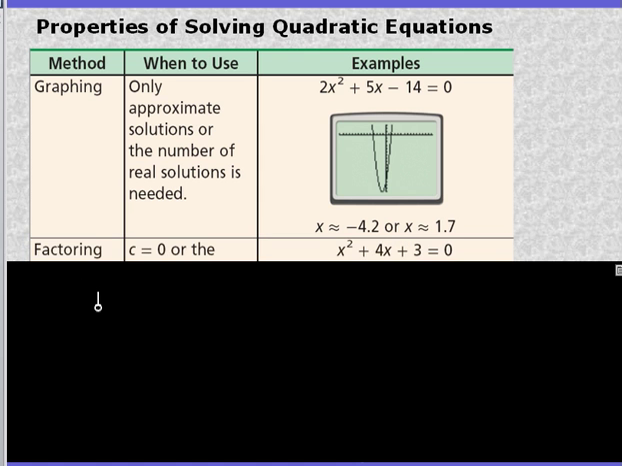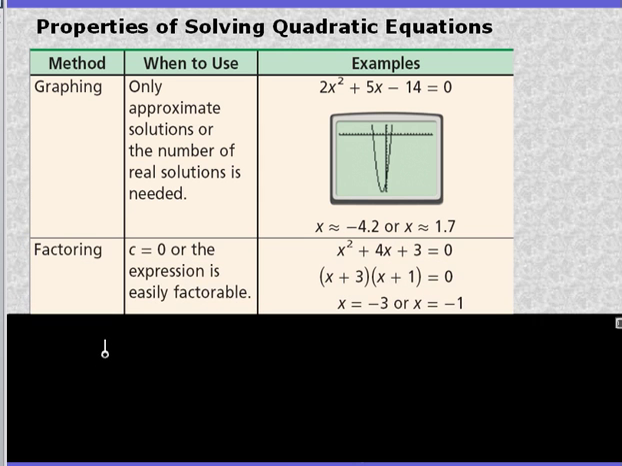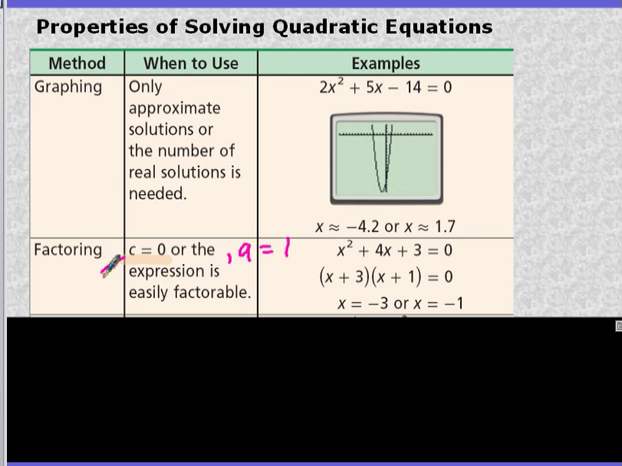Factoring. So this is the case where you might want to factor if c is 0, or the expression is easily factorable. Actually, the other case would be if a is equal to 1. So if you don't have a number in front of your x squared term, that would be a case where you might want to use factoring. And when c is equal to 0, this means you're going to use greatest common factor. So it's a case like 3x squared plus x, where we can factor an x out of both of those.